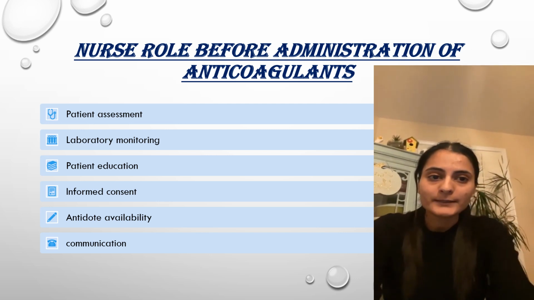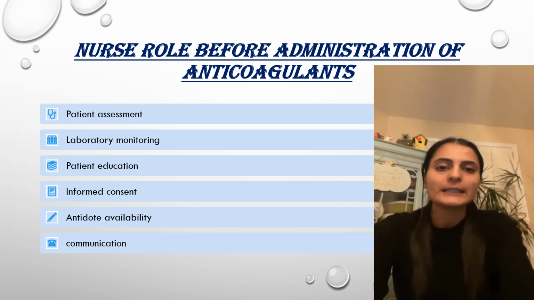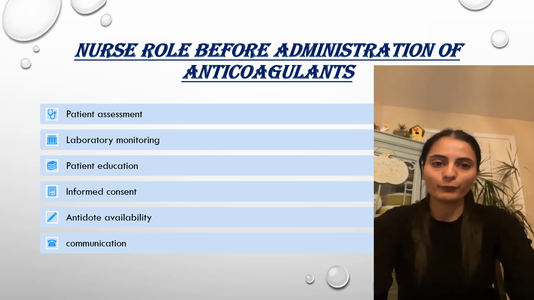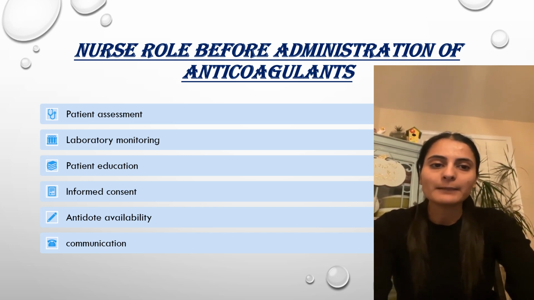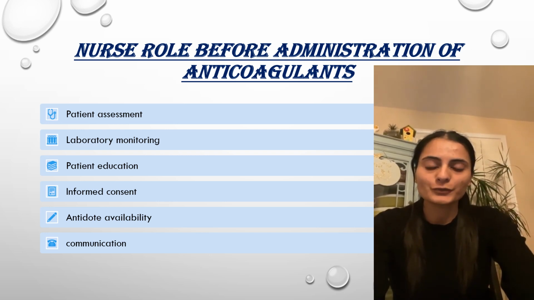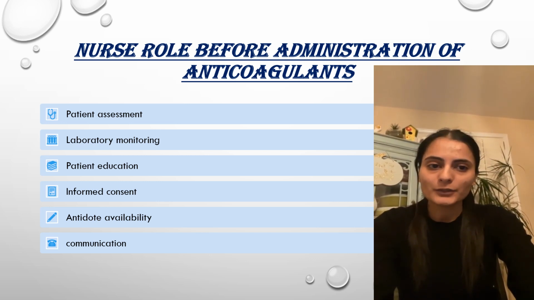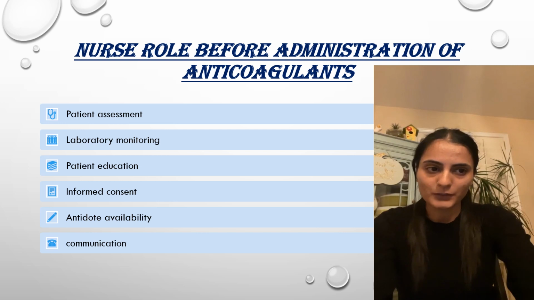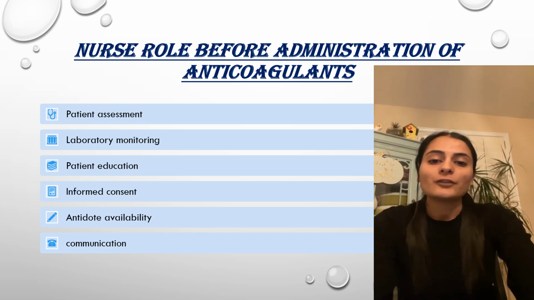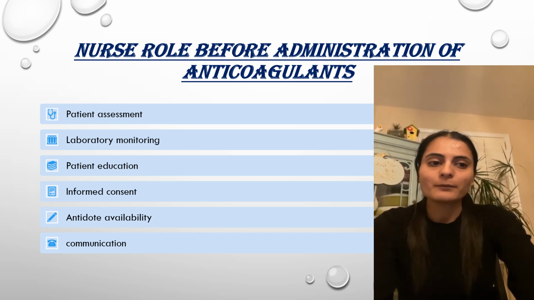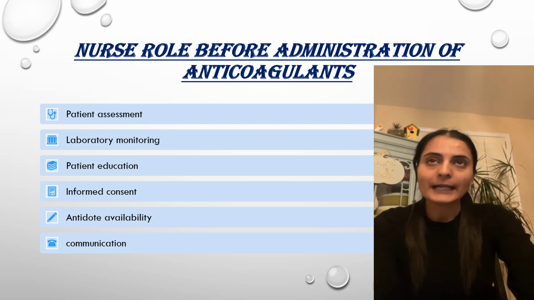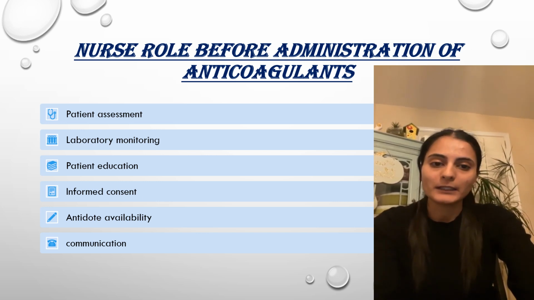The next is lab tests. Nurses are responsible for coordinating and performing necessary lab tests to assess the patient's baseline coagulation profile, tests like INR, PTT, and platelet counts. These parameters help to determine the appropriate dosing and assess the patient's response to treatment. Next is patient education. Nurses are instrumental in patient education. They provide detailed information to the patient about the purpose of anticoagulant therapy, potential side effects, and the importance of adhering to prescribed regimens. Patients are also educated about the signs and symptoms of bleeding and clotting complications and when they have to seek medical attention.